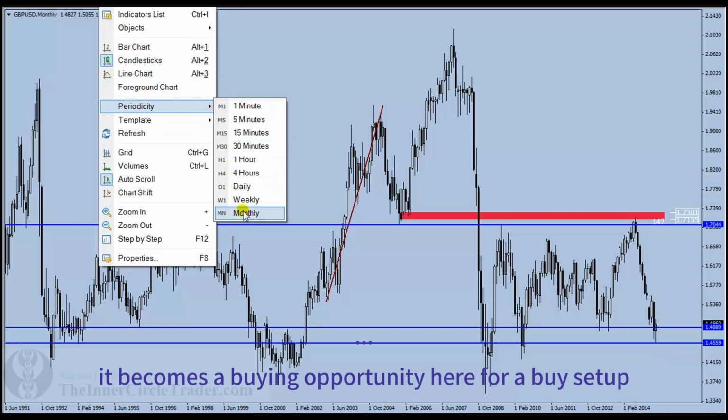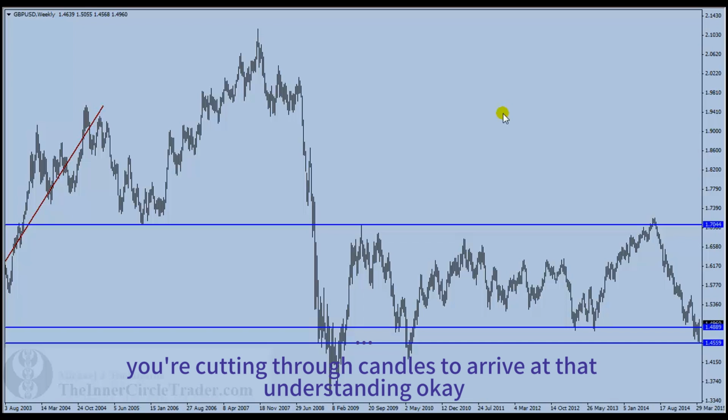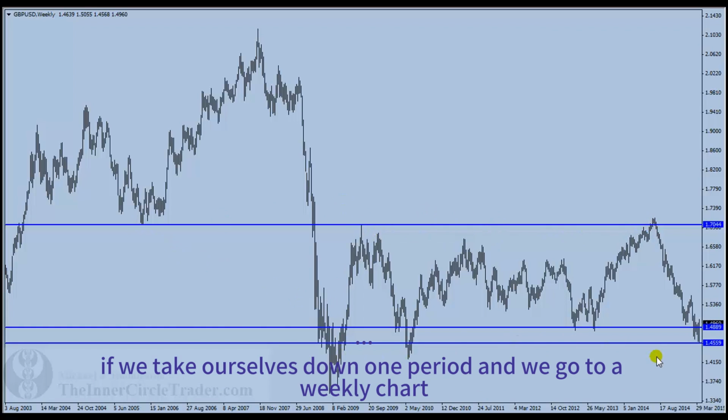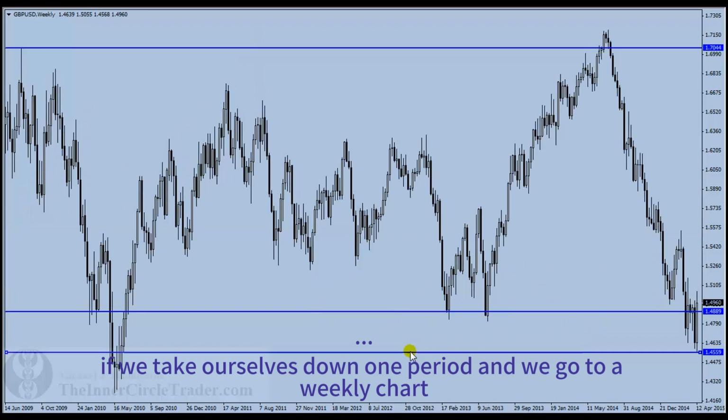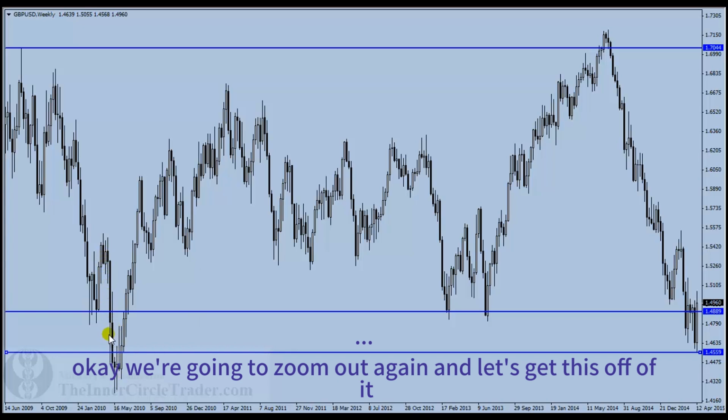Now, looking at what we have here, if we take ourselves down one period and go to a weekly chart, and let me click the weekly chart tab, not the monthly again. Okay. We're going to zoom out again, and let's get this off because I don't need it. We have this trading range defined here. Okay. But look, we have this reaction as well. See this reaction? We're going to zoom in on this little area here, right in here.